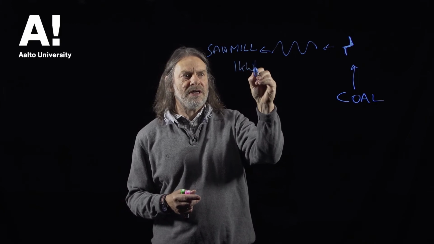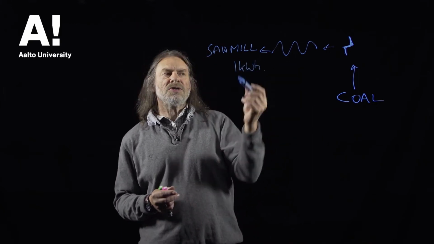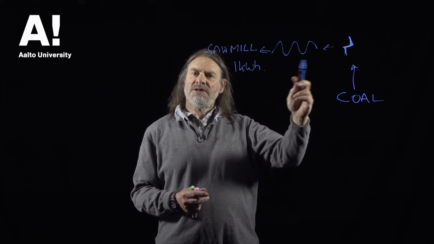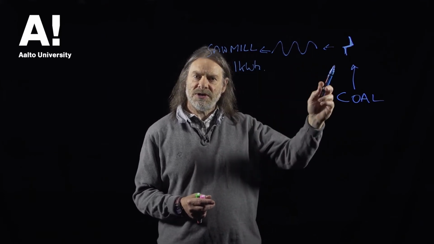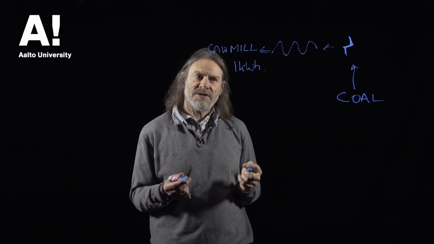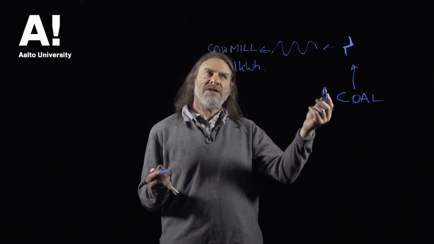So if we're going to look at the LCA consequences of using, let's say, 1 kilowatt hour of electricity, which is what is used at the sawmill, that 1 kilowatt hour needs to be transported through the grid system, maybe for hundreds and hundreds of kilometres. So you're going to have losses associated with that.